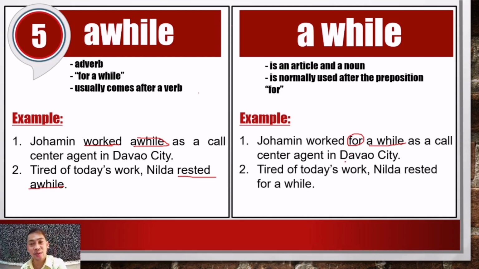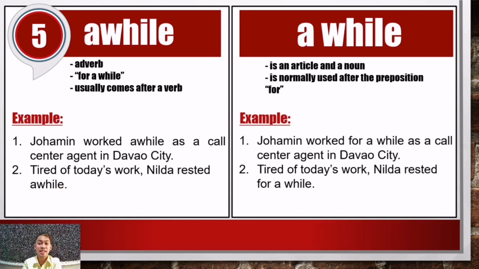All right, number two. Tired of today's work, Nilda rested for a while. It was actually an excerpt from the previous example. I just added the preposition for to show that "a while" should be two words if there is a preceding preposition for. So that's the end of our rationalization about the word "awhile" and the phrase "a while".